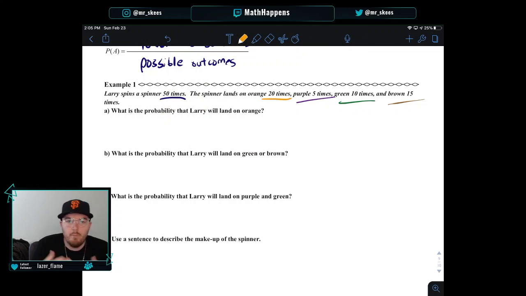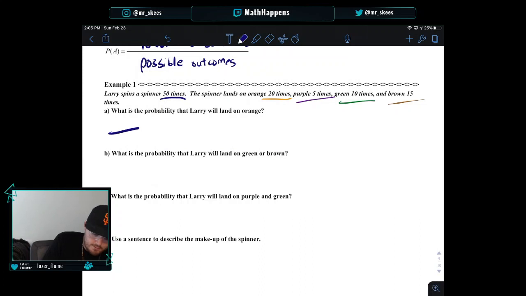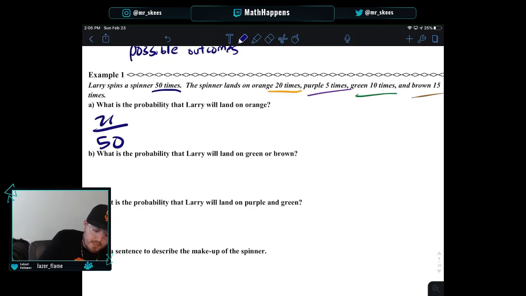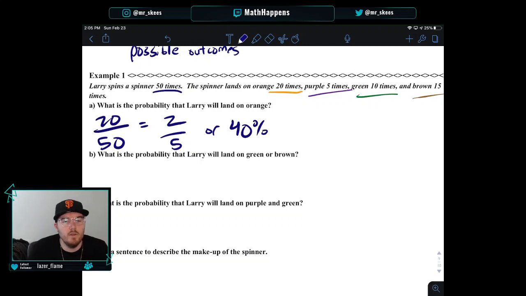Well, how many possible outcomes were there, right? He spun it 50 times. There were 50 different outcomes, okay? And 20 of those were in our favor, orange. So 20 out of 50, or 2/5, which is 40% when you plug that into a calculator. 2 out of 5, or 2 divided by 5 is 0.4. 0.4 times 100 is 40%.